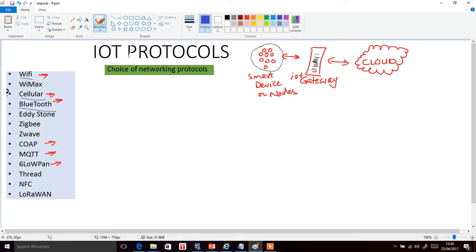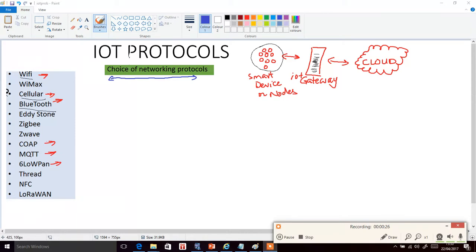So, hello everyone. We are back, and now we will discuss furthermore about our IoT protocols. We were discussing in the last lecture what are the factors that decide what kind of networking protocols we should use for our IoT devices, or between IoT devices and gateway, or between gateway and the clouds.